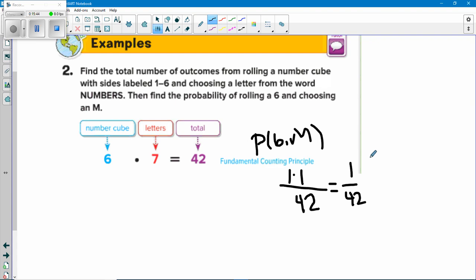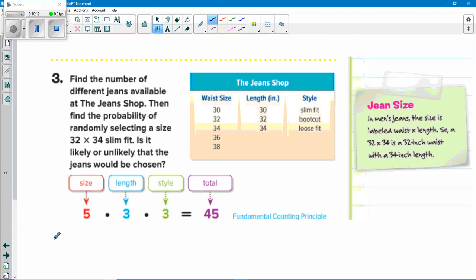See, probability ranges from 0 to 1. Certain, impossible. The benchmark is half: 50-50 chance, even up. If the probability is over a half, it's closer to 1, it's more likely. If it's under a half, closer to 0, it's less likely. The closer it gets to 0, the less likely. The closer it gets to 1, the more likely it is to happen. Okay?